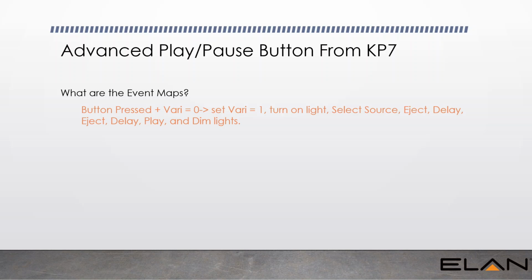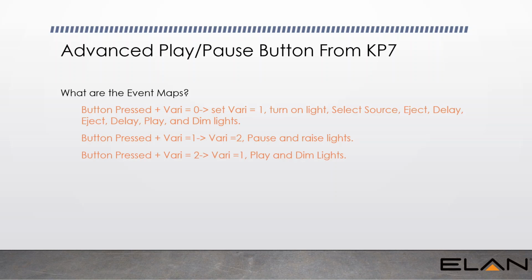But what if we wanted it to pause when we hit it a second time? Well, that's the reason for the variables. We can track what state the system is in. So in this case, if we hit the button press and the variable equals 1, we're going to change the variable to equal 2, pause the Blu-ray, and raise the lights. Well, if we've got a pause command, we've got to have a play command back in here. In this case, when the button is pressed and the variable equals 2, we're going to set the variable back to 1, so in a play state. We're going to hit play and dim the lights back down.